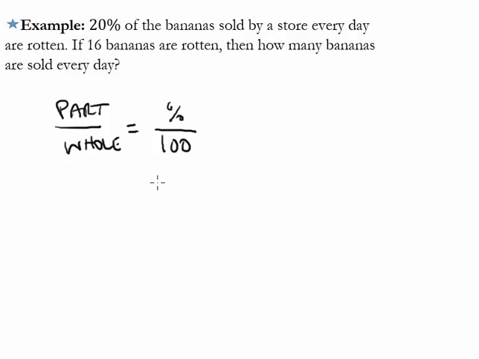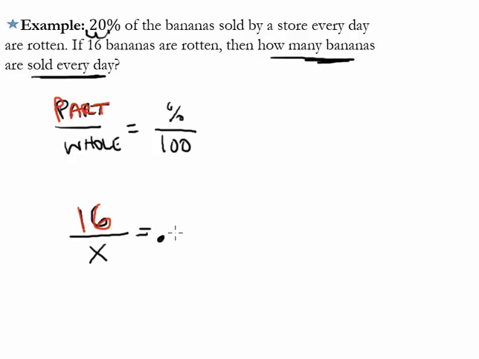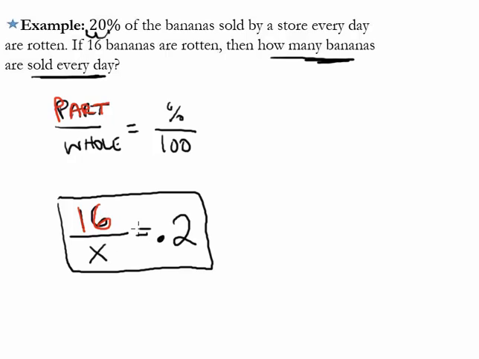And here we are given the parts that are rotten. So there are 16 bananas that are rotten. Out of how many? Well, that's what the question is asking. They're saying how many bananas are sold every day. 16 out of, I don't know, how many, is equal to 20%. I could write that as 20 over 100, or I can just immediately convert 20% by moving the decimal place over twice, to 0.2. This is the equation that I now need to solve: 16 out of how many is equivalent to 0.2, or 20%.